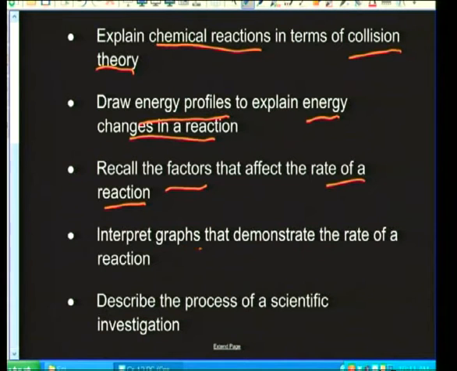That's really important. The next two are really critical as well, and you'll see that in common exam papers. You're required to interpret different graphs that demonstrate the rate of a reaction, and often what has come up recently in exam papers, you're asked to describe the scientific investigation, and you need to be able to understand the process that's taking place in the context of reaction rates. So with that little checklist, hope that's reminded you of some key points.